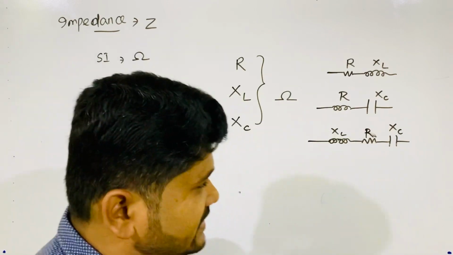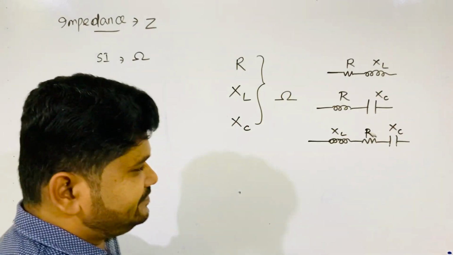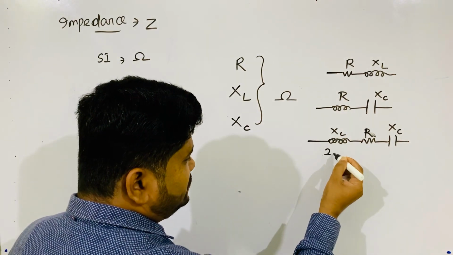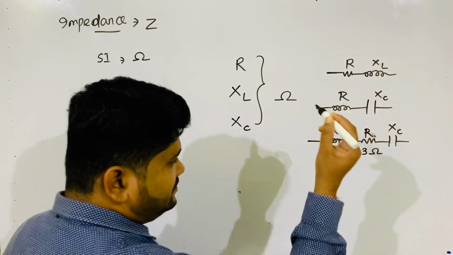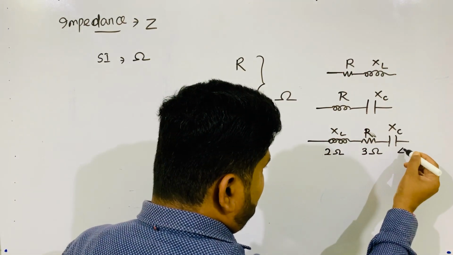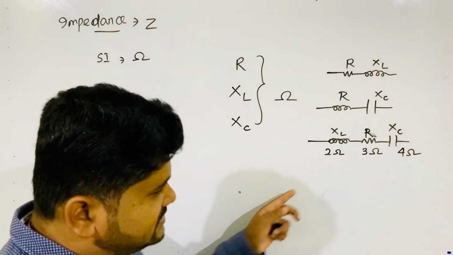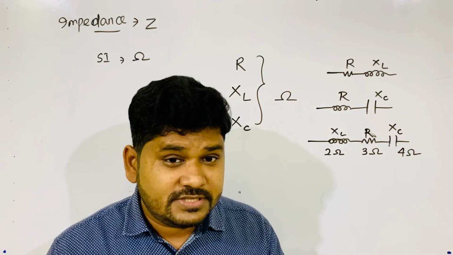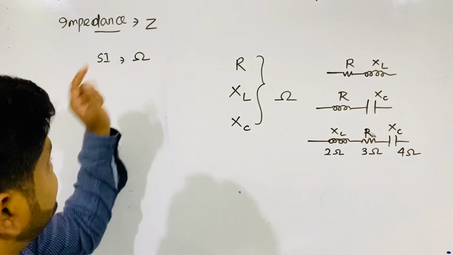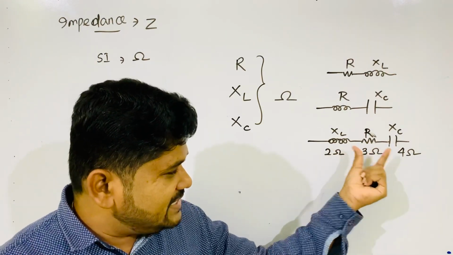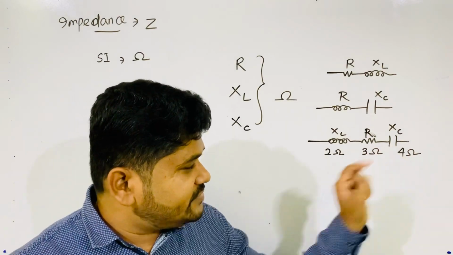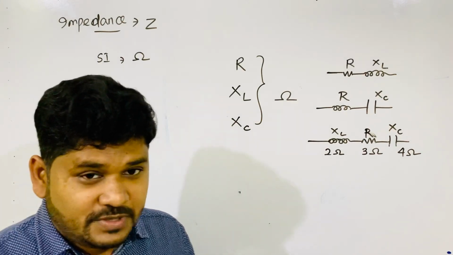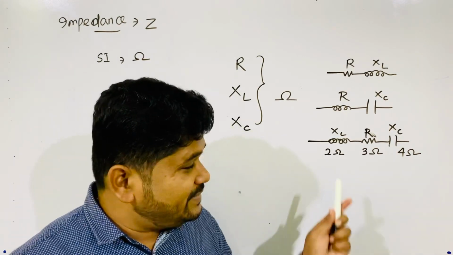Now let's see one thing. Suppose in this circuit, the net opposition is called impedance. Suppose XL is 2 ohm, R is 3 ohm, and XC is 4 ohm. My question is, what is the impedance of this AC circuit? What is the net opposition? Pause the video here and find the net impedance of this circuit.